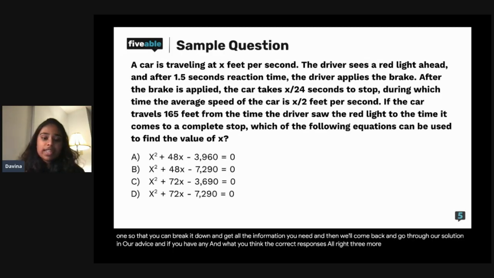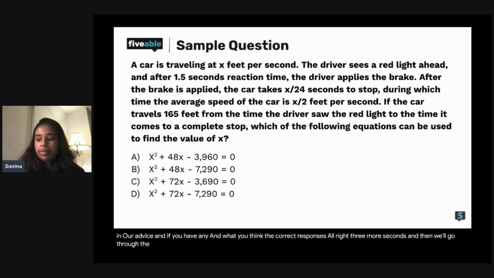All right, 30 more seconds and then we'll go through the solution. This is definitely one of the trickier questions that we've seen so far.